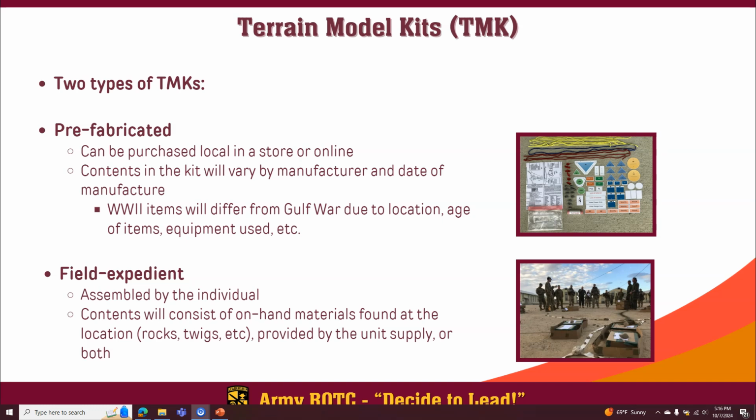Now you also have the field-expedient. Like I said, this is built from the Amazon box that you might receive a prefabbed one in. And this is assembled by an individual. And really, it's going to be just find what you can and make it work. The field-expedient is going to consist of just on-hand materials that you can find within your location. So maybe some rocks, twigs, maybe there's stuff that's provided by your unit supply, so some boxes or tape, maybe some engineer tape. There's all kinds of ways that you can build it, but it's just kind of thrown together with what you can. So maybe think of like the recycling bin, different stuff that you can use.